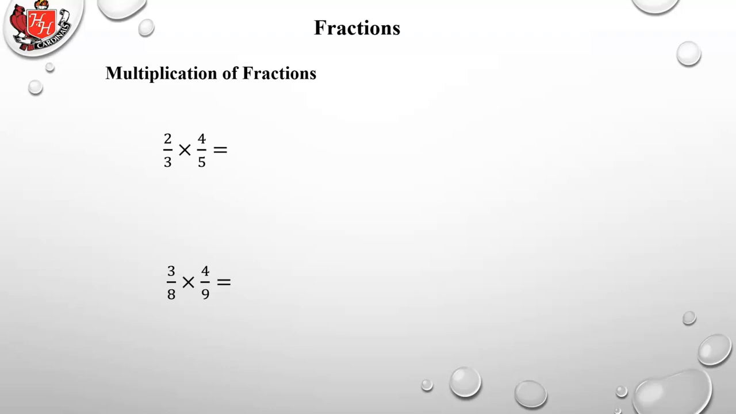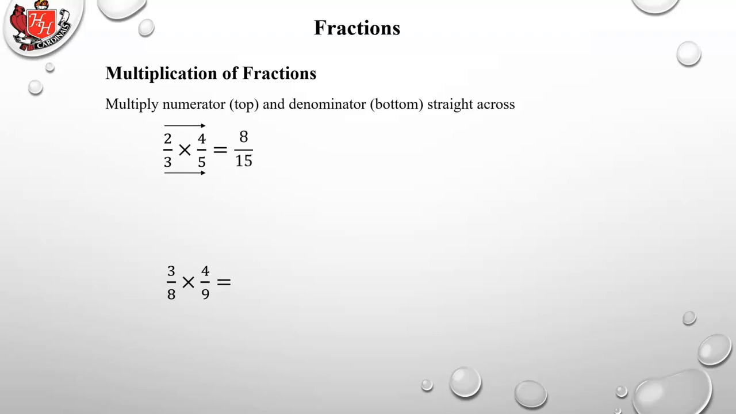So you should know how to multiply fractions. And very simply, you multiply the numerator and the denominator straight across. So the top and the bottom straight across. So 2 times 4 over 3 times 5, that gives you 8 over 15. And that's how you multiply.